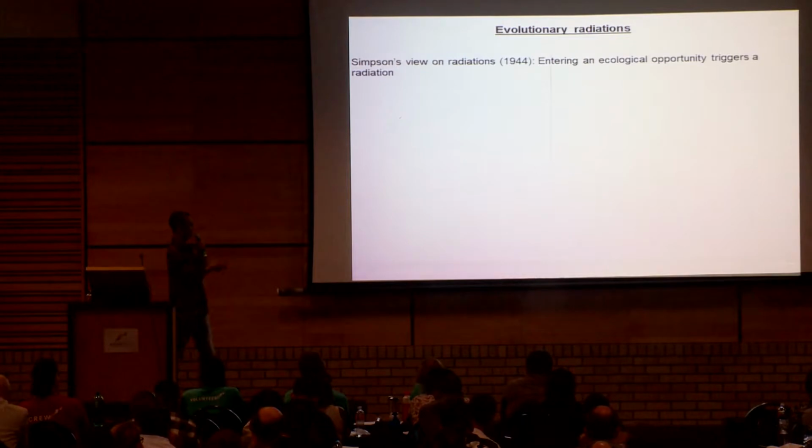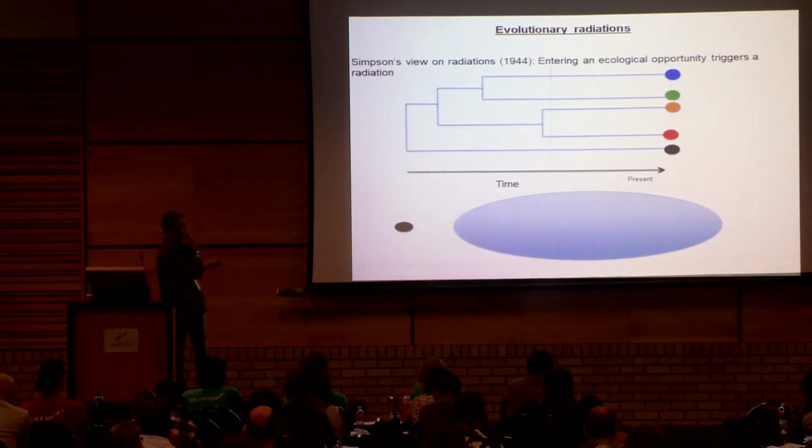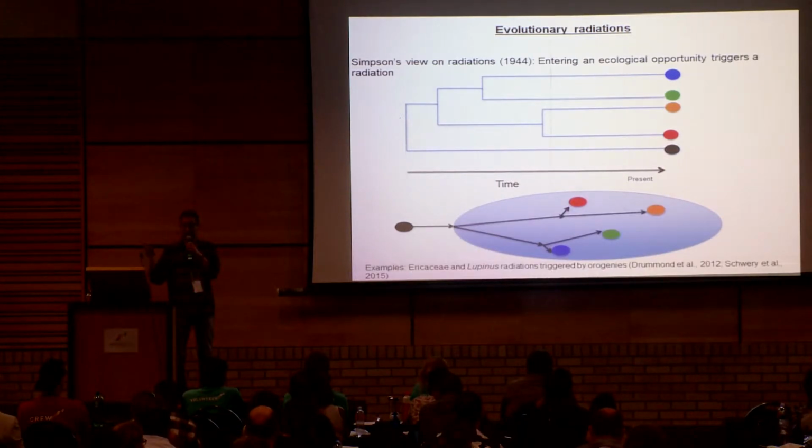He talked about entering an ecological opportunity leading to diversification. That's a phylogeny. Basically what it means is that you have an ancestor, that's the ecological opportunity, and you have a diversification within this ecological opportunity. Many papers have been published about this.